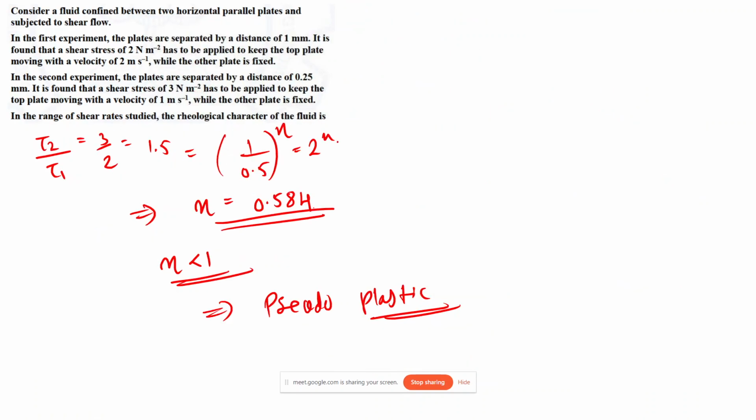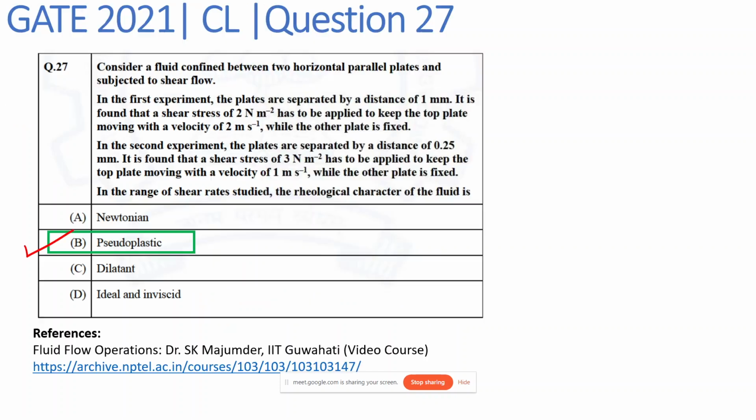Let's move on to the next question. In this question also we studied the kind of fluid by using the power law model. So in most of these questions, we have to use the power law model to find the value of n, and then we can find which category of fluid it belongs to. Or in another kind of question, using the power law, you have to calculate the apparent viscosity. That is also possible.